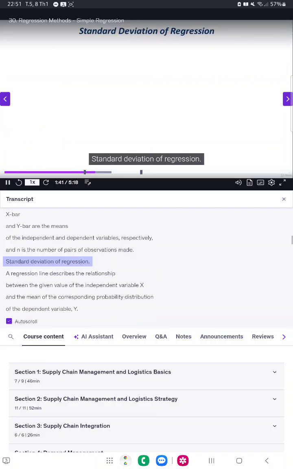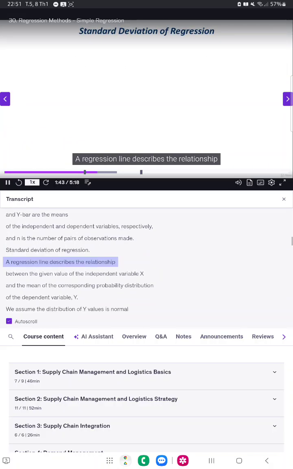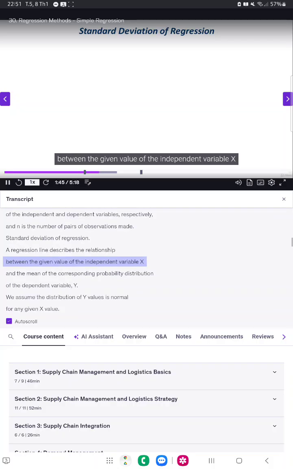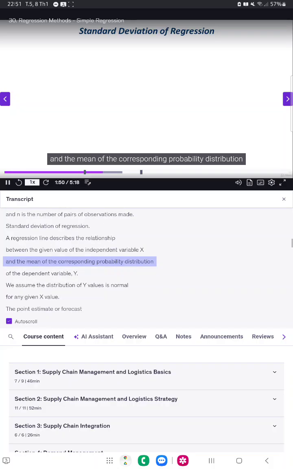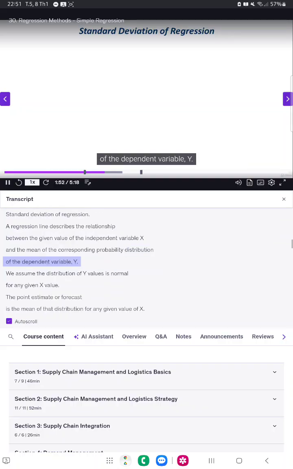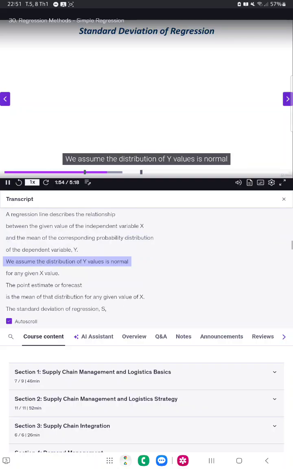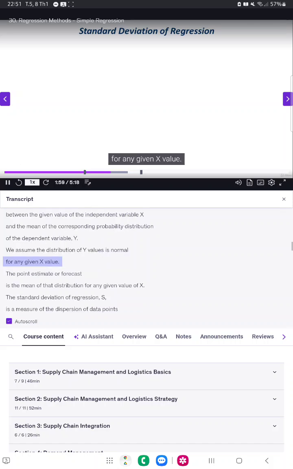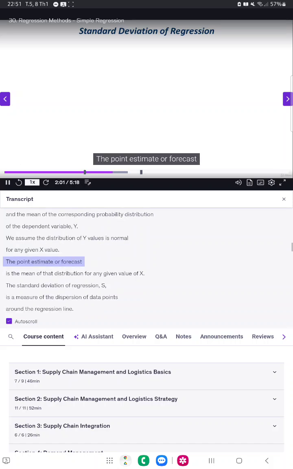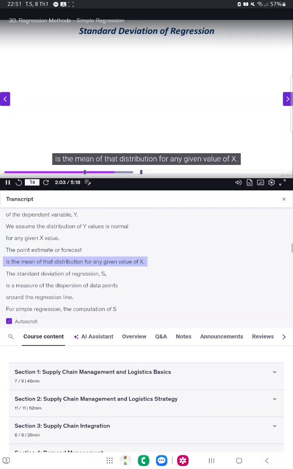Standard deviation of regression. A regression line describes the relationship between a given value of the independent variable x and the mean of the corresponding probability distribution of the dependent variable y. We assume the distribution of y values is normal for any given x value. The point estimate or forecast is the mean of that distribution for any given value of x.